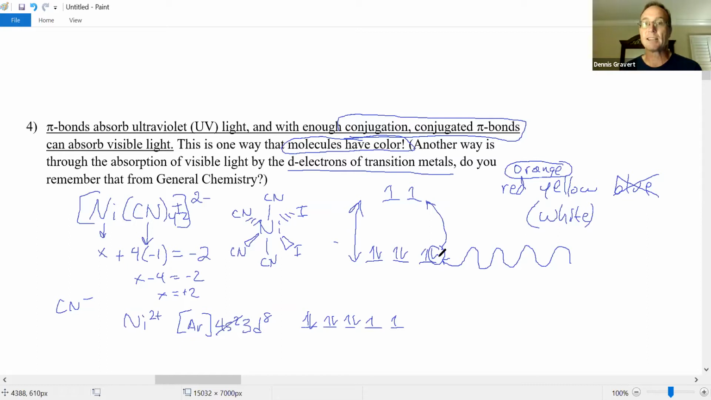The main idea is start low, shine the light that matches the energy gap, then the light can be absorbed, and then the compound, if this light corresponds to visible light, then the compound will have color.